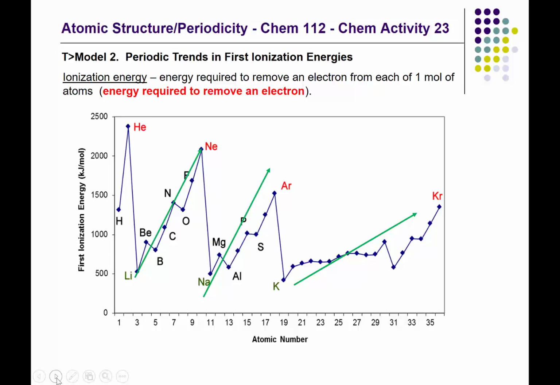Lithium to neon, that's the second period. Now you can see that the overall trend is the ionization energy increases. Going from sodium to argon, overall the ionization energy also increases. Going from potassium to krypton in the fourth period, overall the ionization energy increases. Now you can see that there are some repeating patterns of dips, and we will refer to those a little bit later. But overall, the trend across the periodic table is that the ionization energy increases.